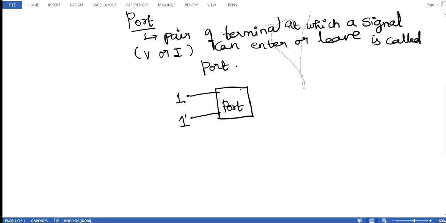So what is the definition? A port is a pair of terminals at which a signal, voltage or current, is connected. Voltage can be represented by plus and minus V. And for current, one will be entering, current I, and another will be leaving. In order to differentiate, you can take them as I and I dash. Clear? This is called a port network. A port has two dots, a pair of terminals, to which we can connect either a voltage or a current. Voltage is connected as plus and minus, and current is called the entering and leaving current.